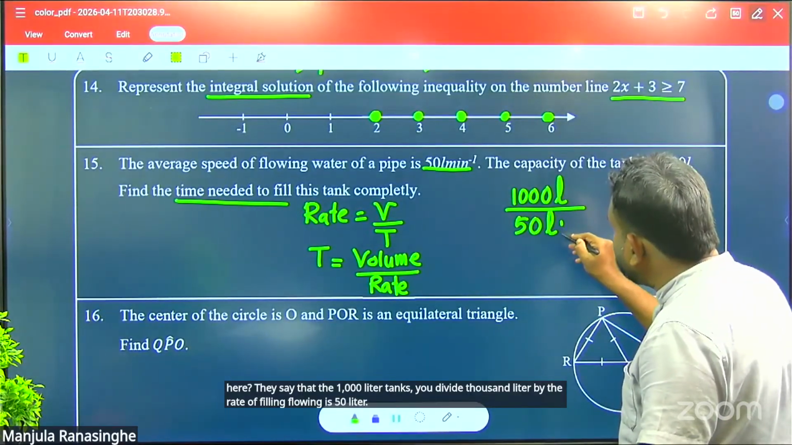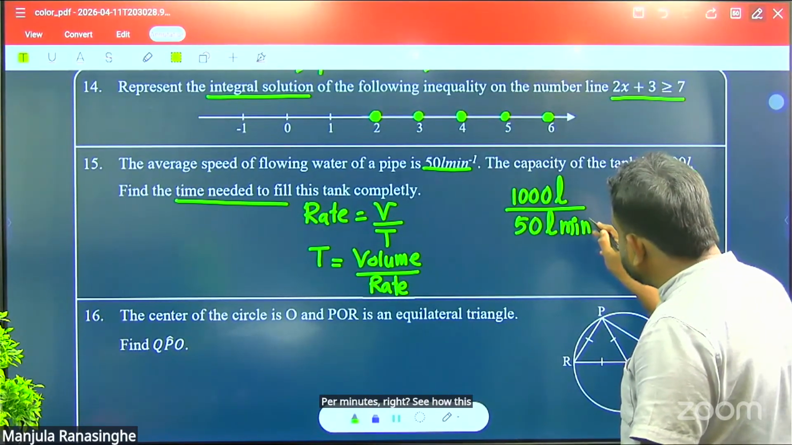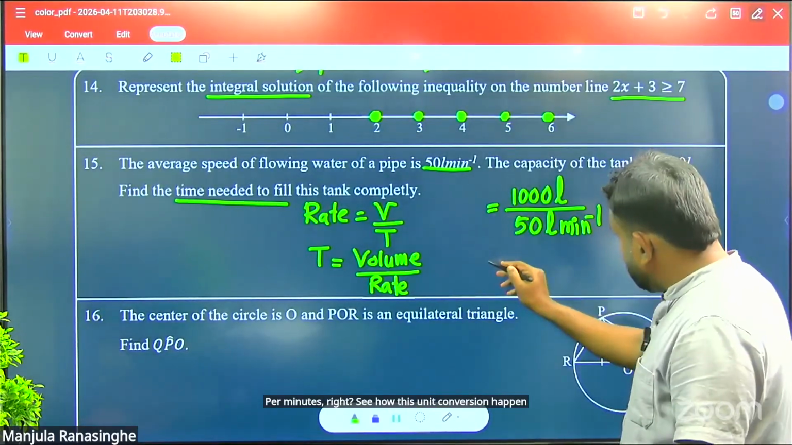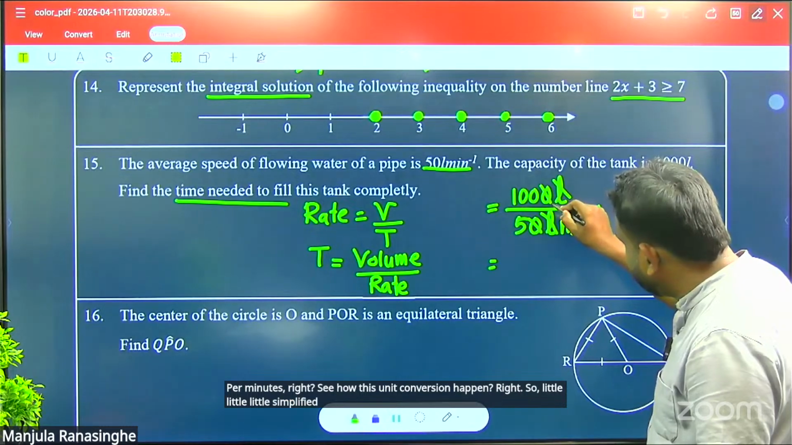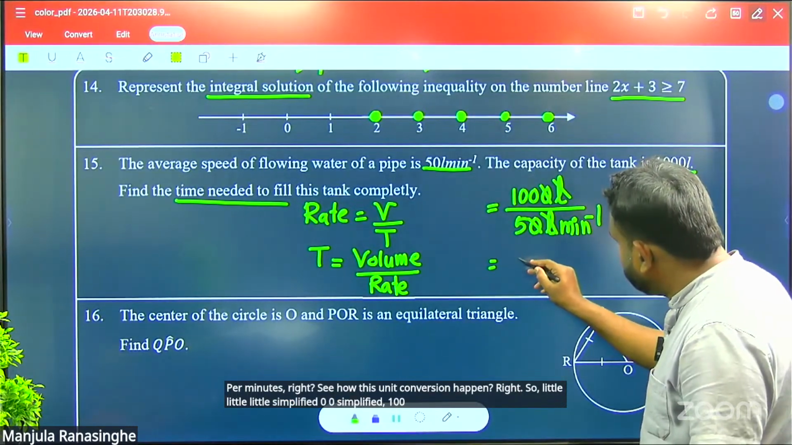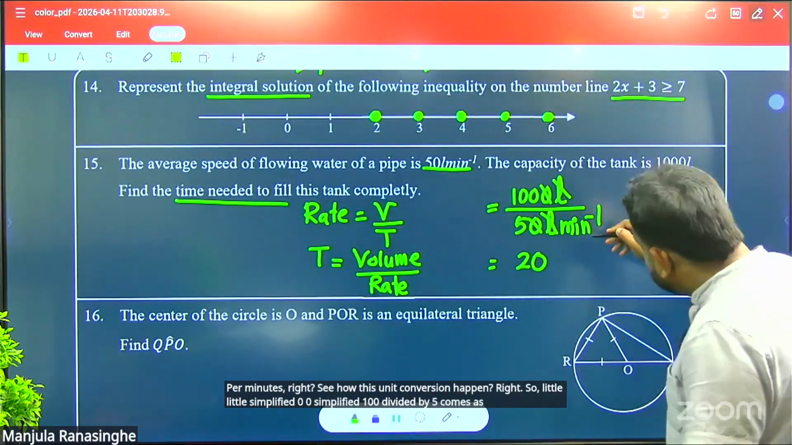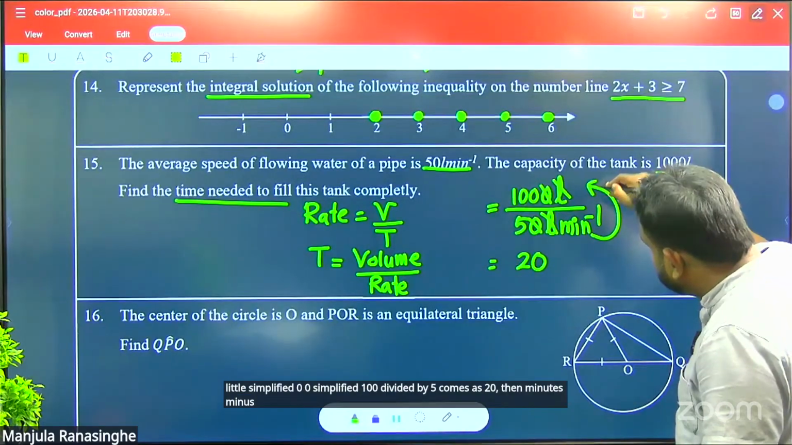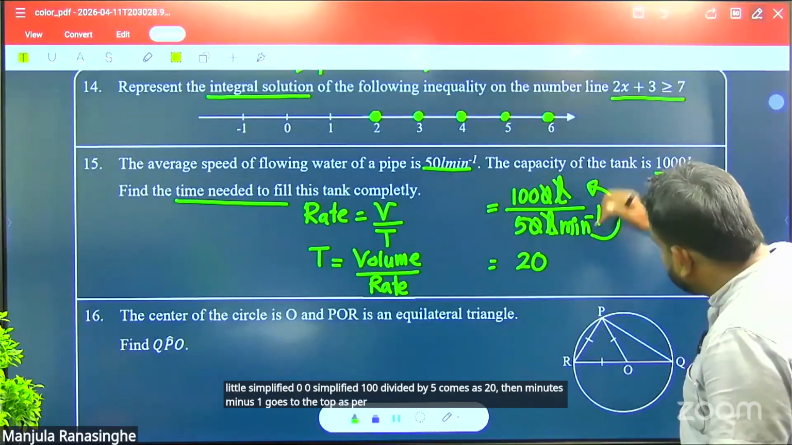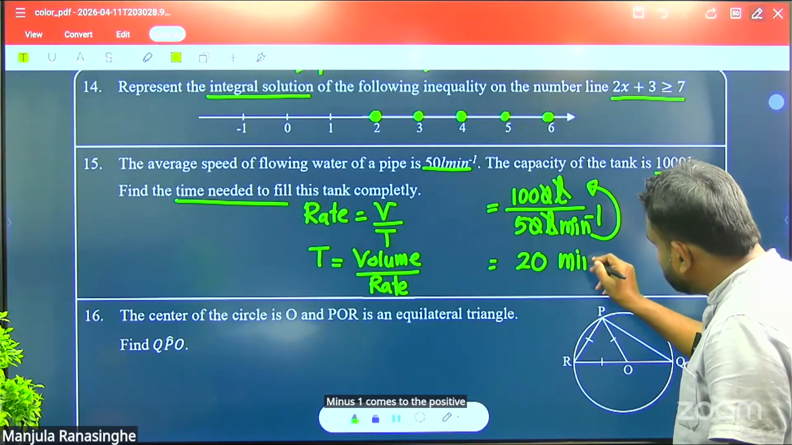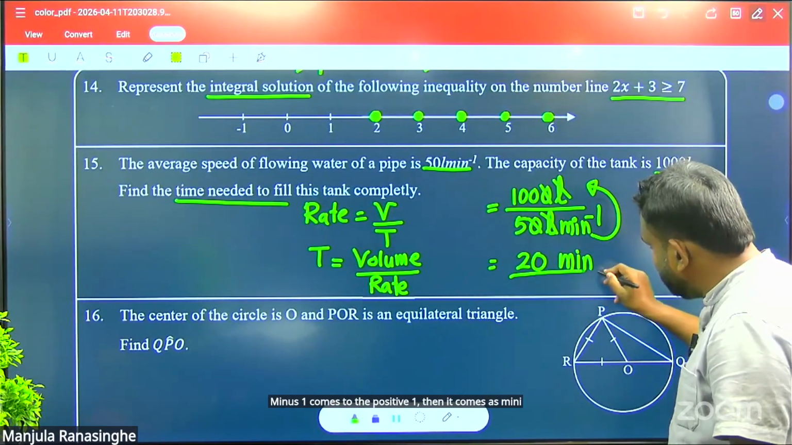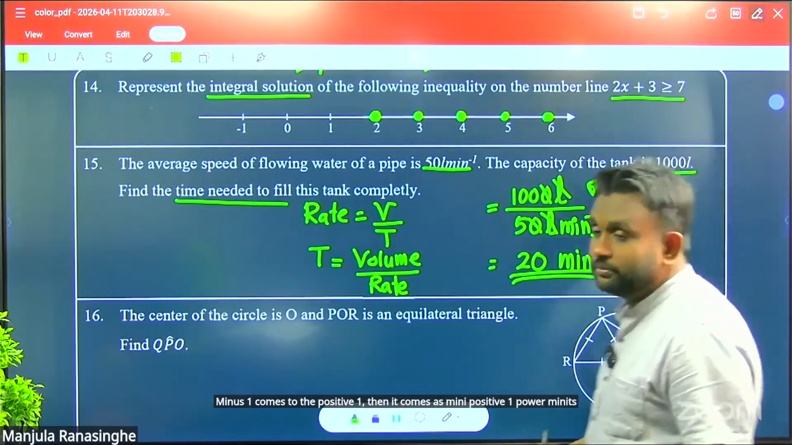per minute, right? See how this unit conversion happens. Liter is simplified, 0 is simplified, 100 divided by 5 comes as 20. Then minute to the power minus 1 goes to the top as per the indices rule. Minus 1 becomes positive 1. Then it comes as minute to the power positive 1, meaning minutes. So the answer is 20 minutes.